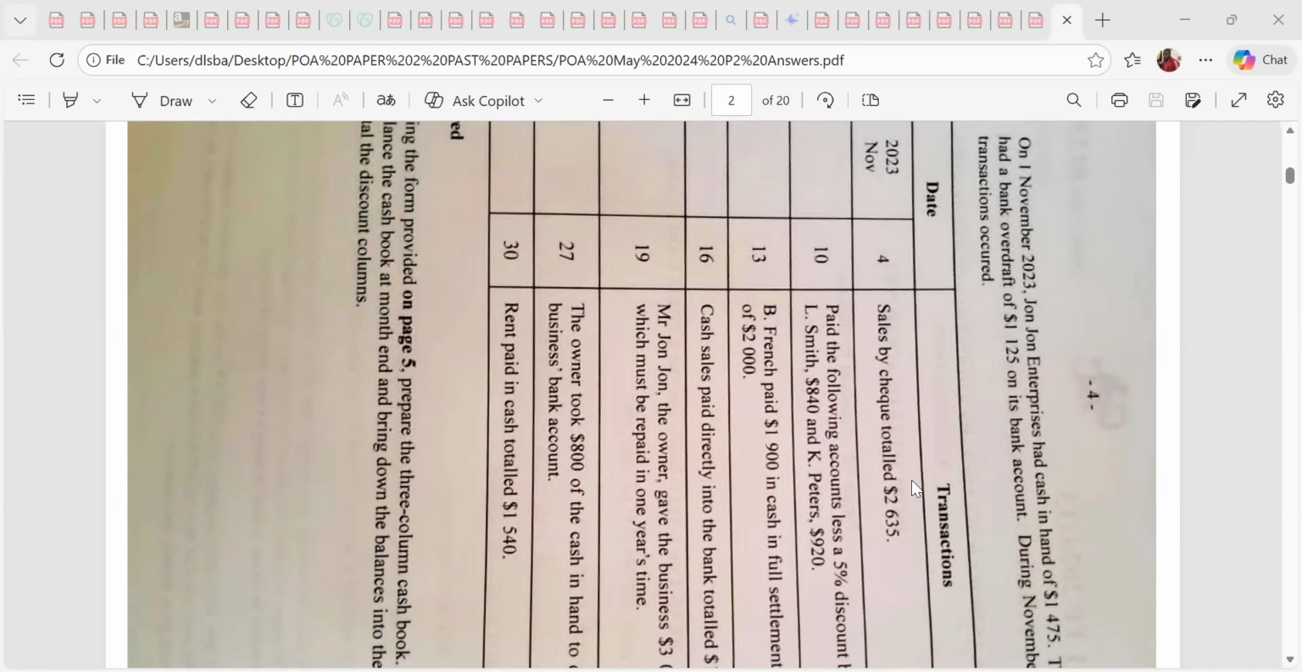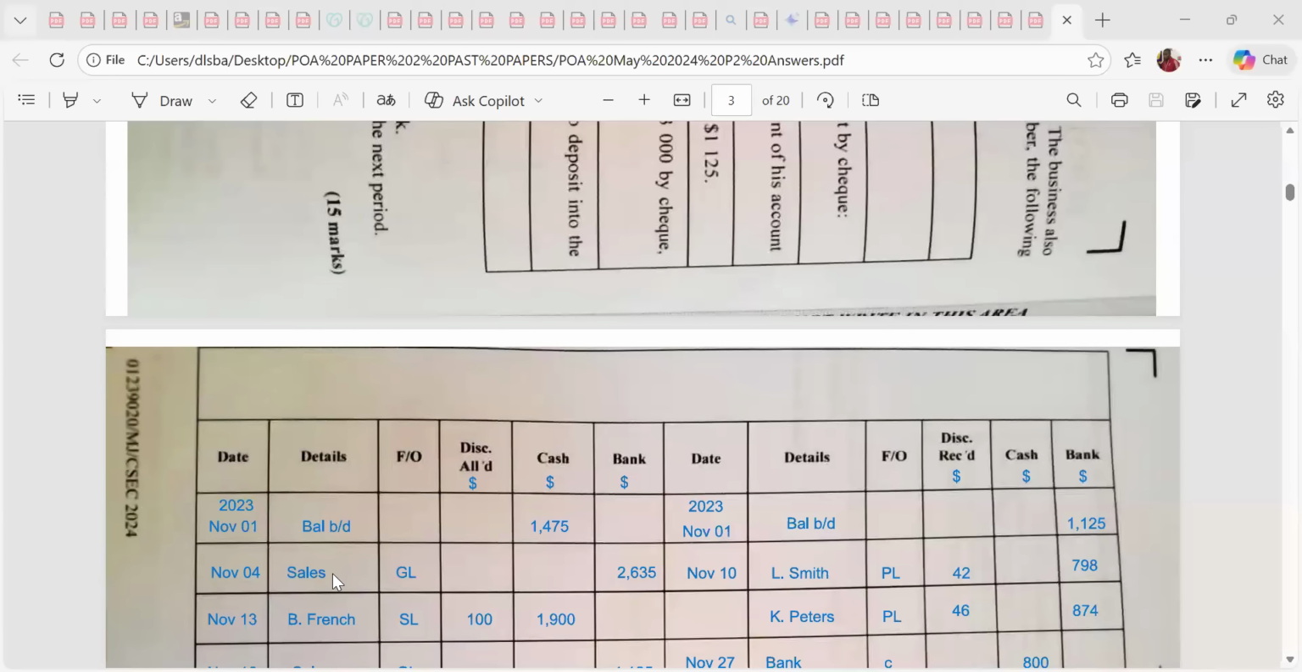So sales by check, 2,635. If I sell something, am I getting money or spending money? Getting money, so it goes on the debit side. Then you check if it's cash or bank. Once it's check, it means bank. So on the debit side here, I would have November 4th sales, and I have the amount under the bank column on the debit side.